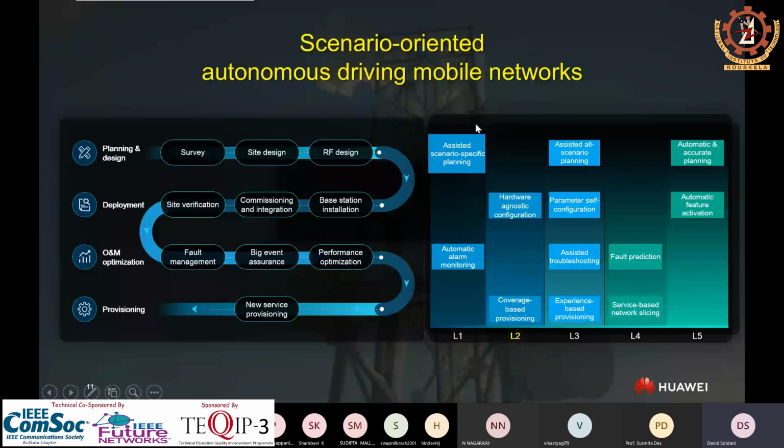And what we have done is to break the different business processes into different phases. And for each of those scenarios, we have developed different types of solutions. Like you may see here, for the planning, we have algorithms now to assist network planning based on specific scenarios. But we have also worked especially on OEM optimization, and fault management is definitely one of the most important applications. So the message here is that the system is really complex.